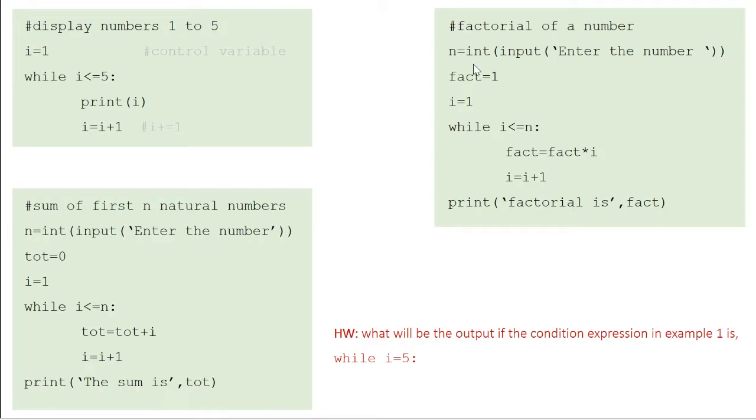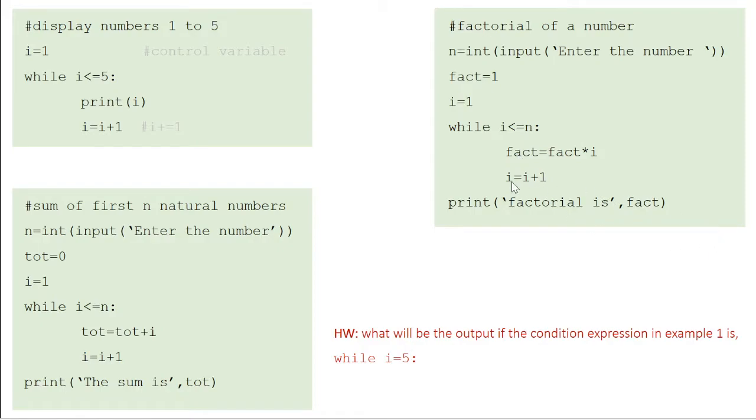So suppose n equals 3, you can see what happens here. So i is 1, i is less than 3, this is true. So what is the value of fact? Originally fact is 1, so this is going to be 1 into 1, which is 1. In the next iteration i becomes 2, so the condition expression is true and the value is going to be 1 into 2, which is 2. So fact becomes 2. 2 is nothing but the product of 1 and 2, right?